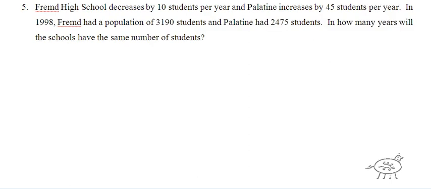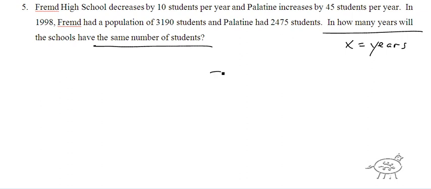Okay, number 5. Fremd High School. Good old strange Fremd. Fremd High School decreases by 10 students per year. And Palatine High School, Palatine's okay, increases by 45 students per year. In 1998, Fremd had a population of 3190 students, and Palatine had 2475 students. In how many years will the schools have the same number of students? So x equals years. You could always use y also. That's fine. When are they going to be equal?